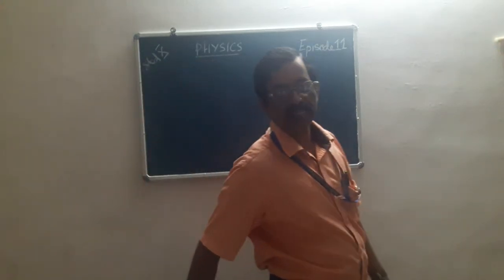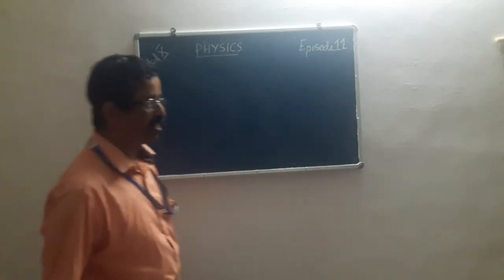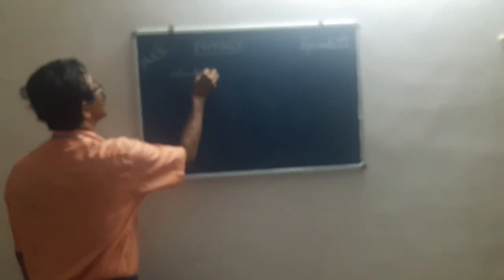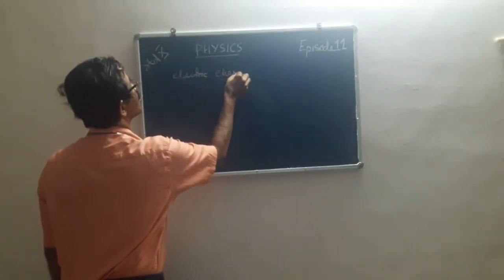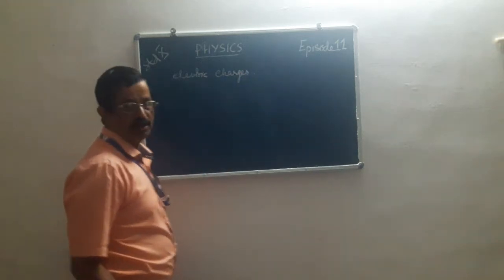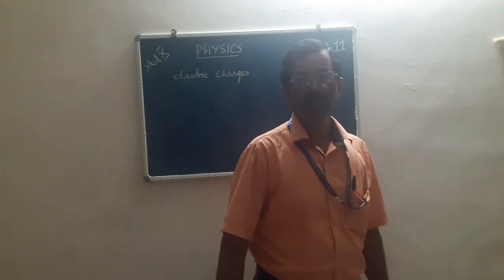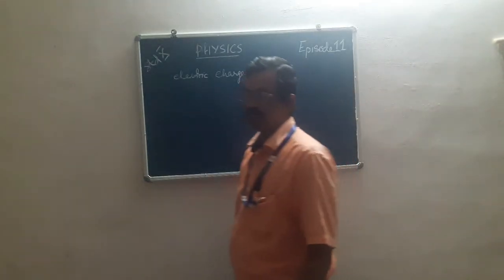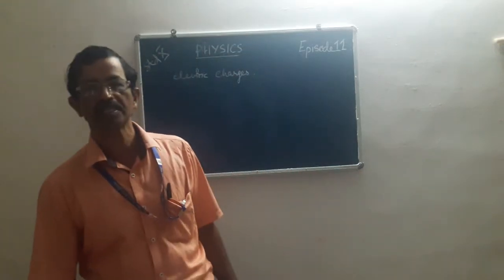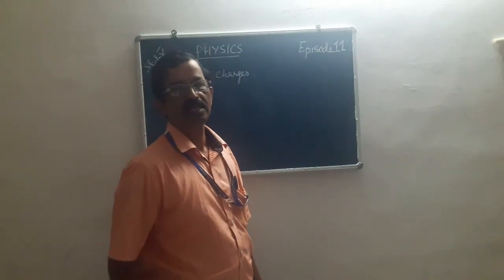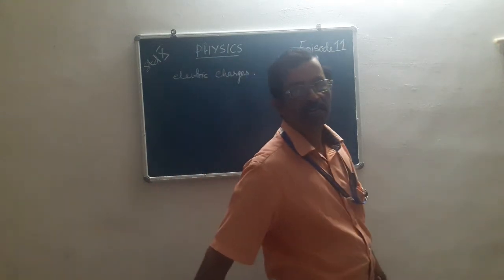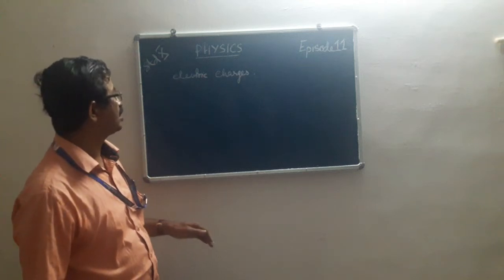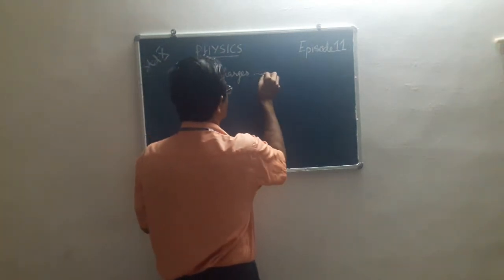In the previous class, we discussed what electric charge is. There are two different types of charges. One is the positive charge, which is constituted by protons, and the other is the negative charge, carried by particles called electrons. We also discussed what electric current is.